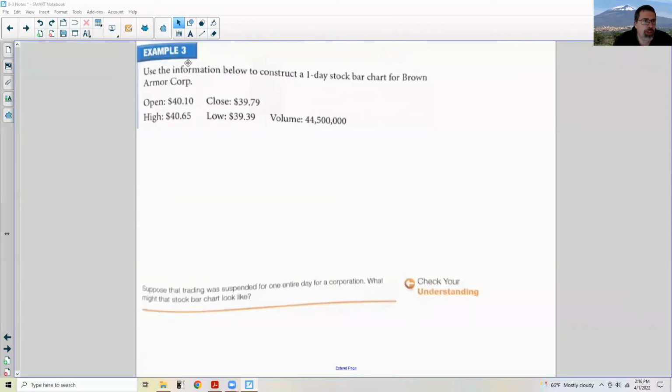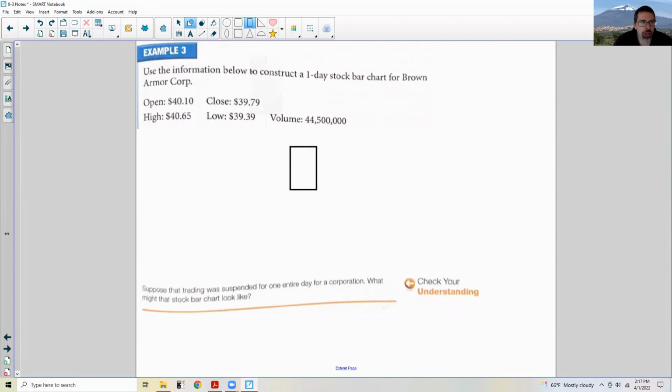Okay, example 3 says to use the information below to construct a one-day stock bar chart for Brown Armor Corporation. They gave us an open, a close, a high, a low, and the volume. So what we're going to do, I'm just going to try to do this with technology. So you want a candle, something like that.